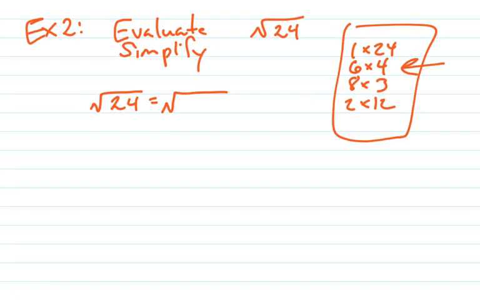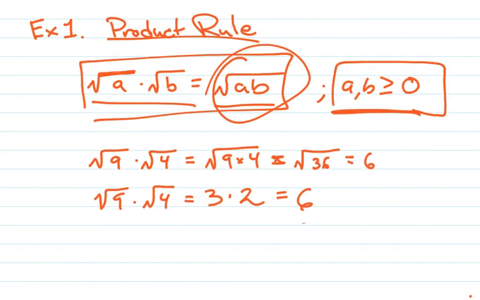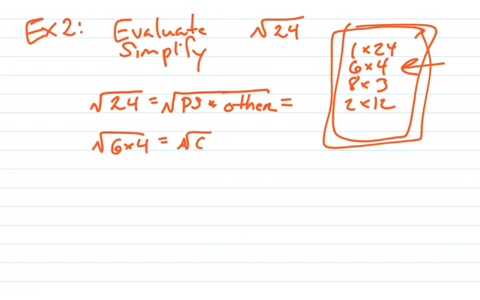I want to evaluate this. I want to break this square root, the square root of 24, up into a perfect square times whatever other number there is. In doing that, the only pair here that has a perfect square is 6 times 4. So I'm going to break up this 24 into 6 times 4, which, using that product rule, I can break up into the square root of 6 times the square root of 4.